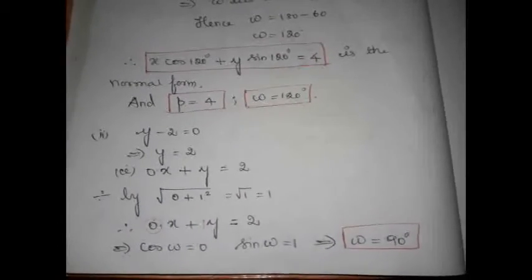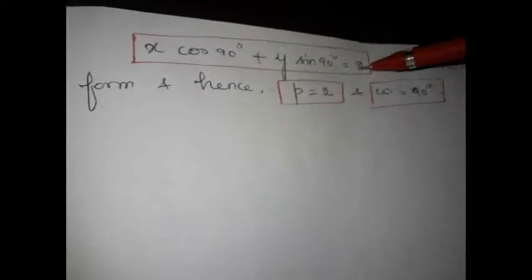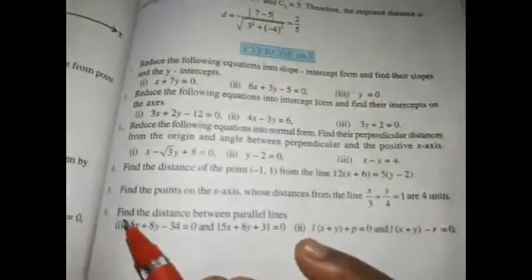Right? Therefore, what is your normal form? x cos 90 degree plus y sin 90 degree equals 2 is the normal form, and the value of P is 2 and the value of omega is 90 degree. Yes, hope you understood. Let us move on to the next question now. Now we are in the fifth question.